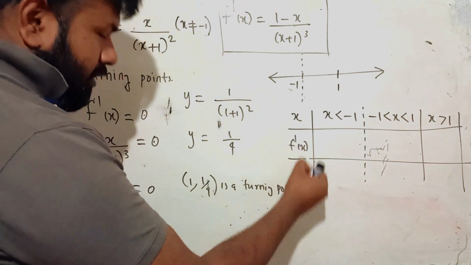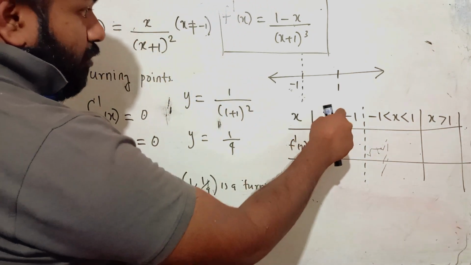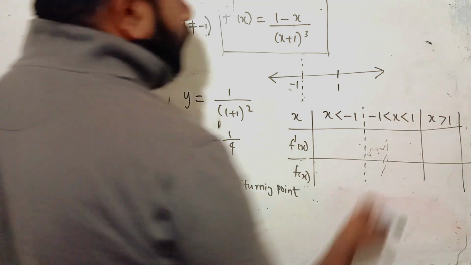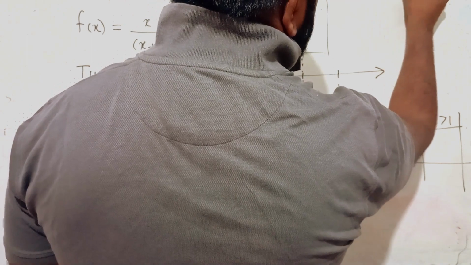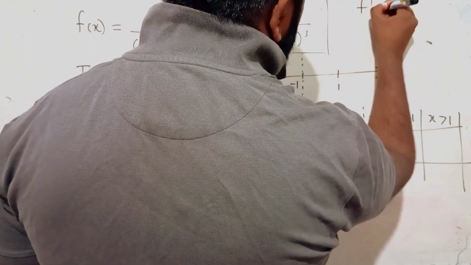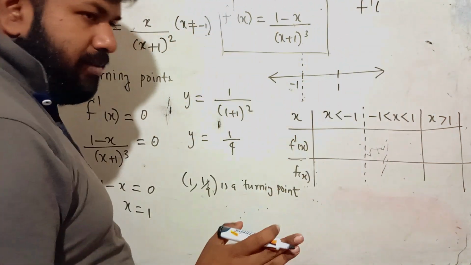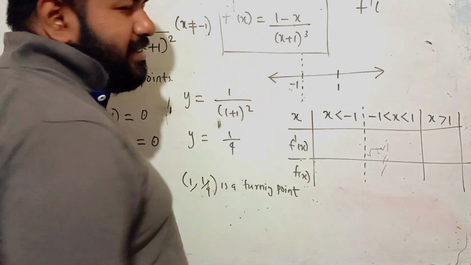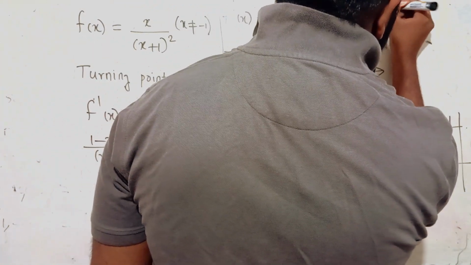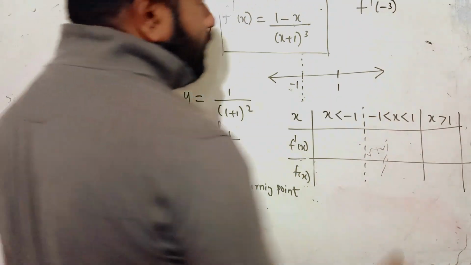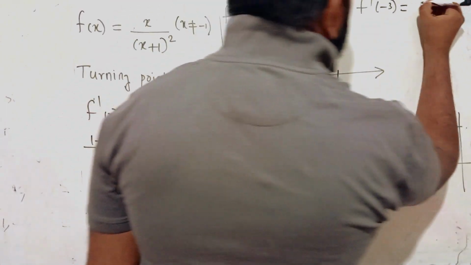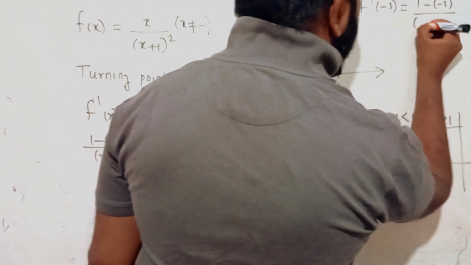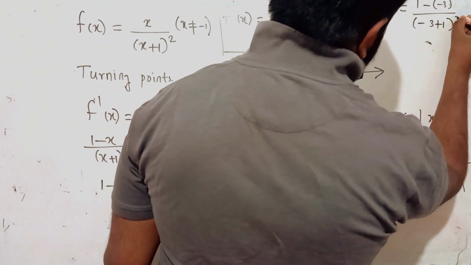We have to find the sign of f dash x when x is smaller than minus 1, when x is in between minus 1 and 1, and when x is greater than 1. First, when x is smaller than minus 1, is f dash x positive or negative? Think of a number smaller than minus 1, let's say minus 3, and substitute it here. It's equal to 1 minus minus 3 divided by minus 3 plus 1 whole thing cube.